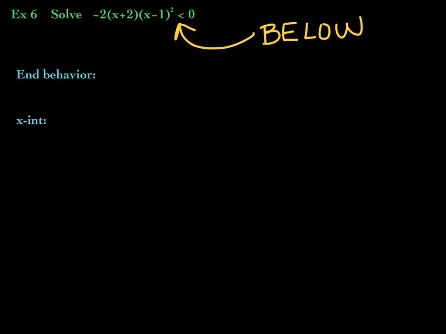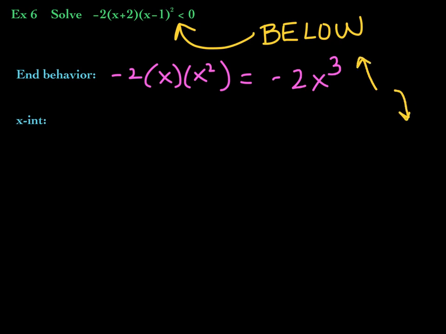Now, in order to get the end behavior, I'm going to have to take the leading term from each factor and multiply, okay? Now be careful, this x right here is being squared. That's why I wrote x squared, okay? So then this gives us negative 2x cubed. Because the degree is odd with a negative leading coefficient, I know the end behavior is up forever on the left and down forever on the right.